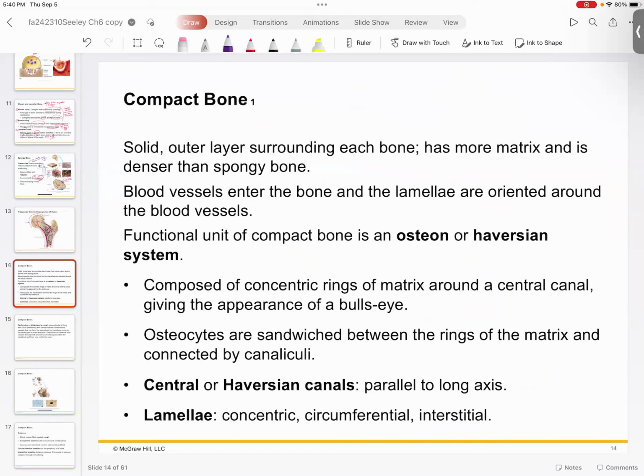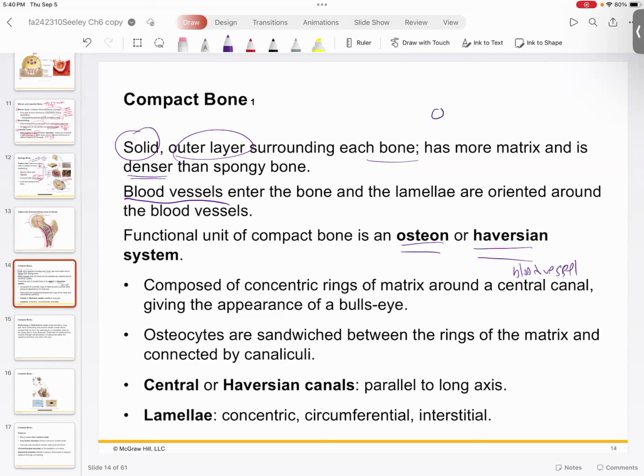Now let's take a look at compact bone. Compact is solid. There are no nooks and crannies, and no trabecula. Typically, it's only the outer layer of the bone, and it's generally denser than spongy bone. You'll have blood vessels surrounded by the lamellae. Ultimately, your functional unit is the osteon, oftentimes referred to as the Haversian system. Basically, what you have is concentric rings of matrix laid down around a central canal, which is the blood vessel.